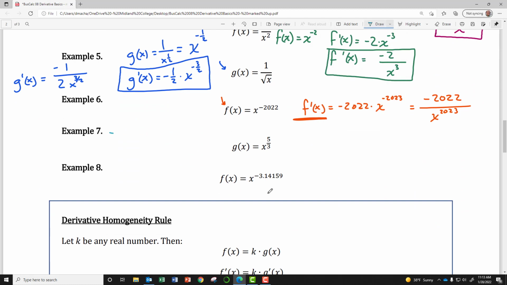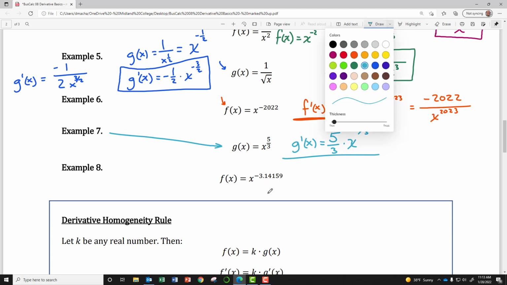All right, so for example 7 here, we have this all ready to go to use my derivative power rule. So I take the exponent out in front, 5/3, and then I'm going to write x to the power, I think I misspoke, I take the exponent out in front. So I write 5/3 times x to the power 2/3, because 5/3 minus 1 is 2/3.